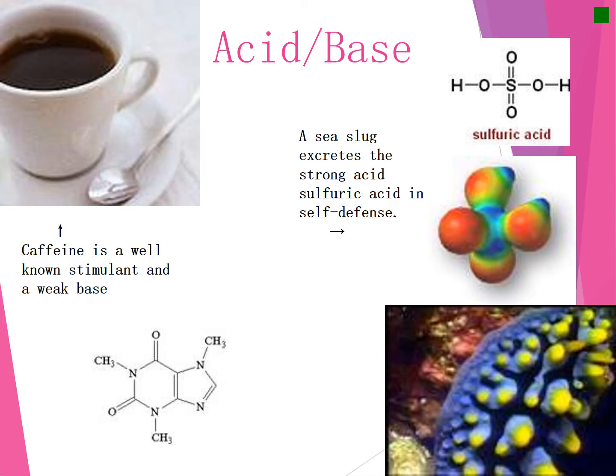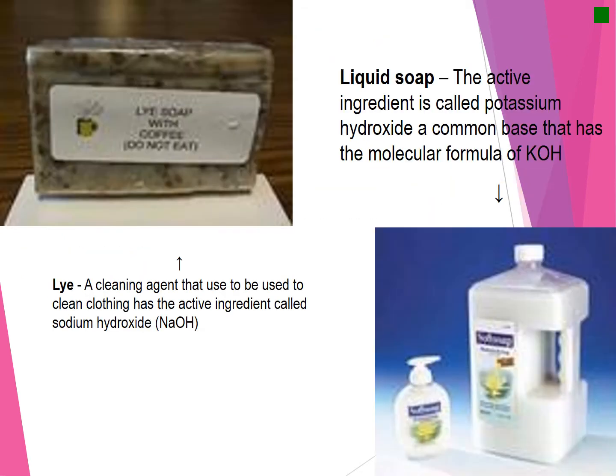Caffeine is a weak base. What is really cool about caffeine, or coffee actually, is coffee in itself is not a base. It is an acid. So even though it has caffeine in it, it still is more acidic, so it can counteract that. Sea slugs, if you've ever seen a sea slug, their self-defense is they release sulfuric acid. So if they see something chasing it, they'll release this sulfuric acid, which is the exact same thing as what a bee sting would be. It's extremely dangerous and it can cause some chemical burns.